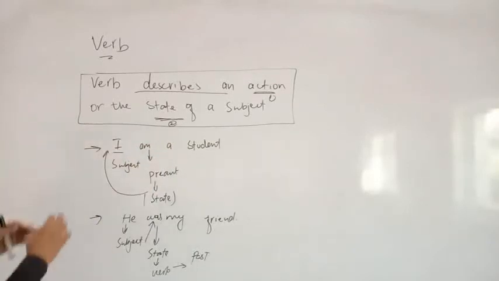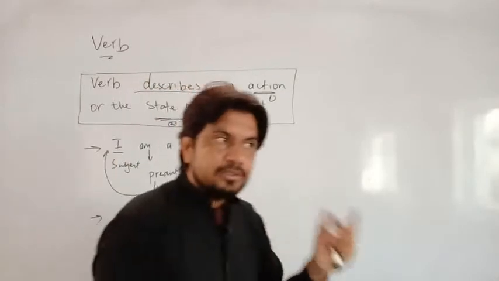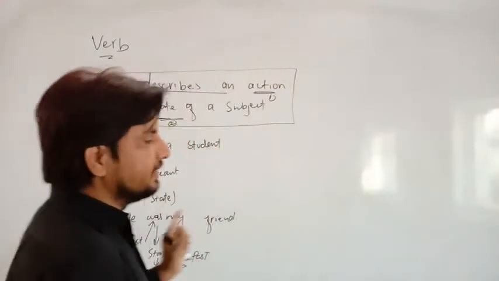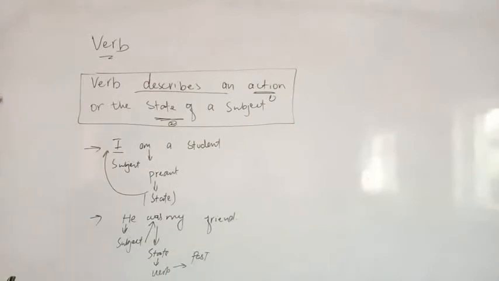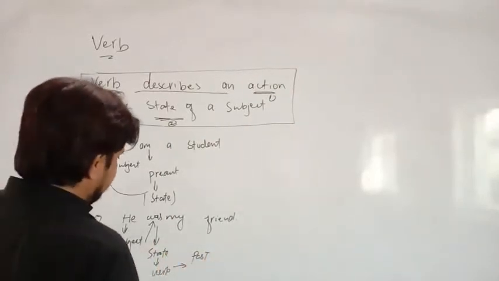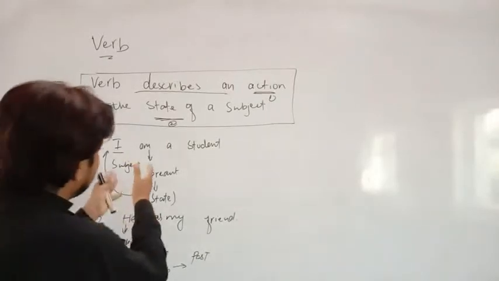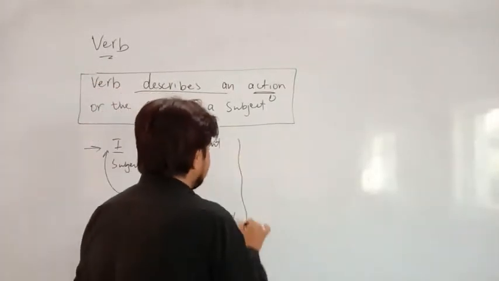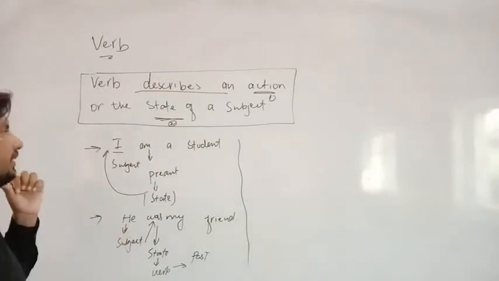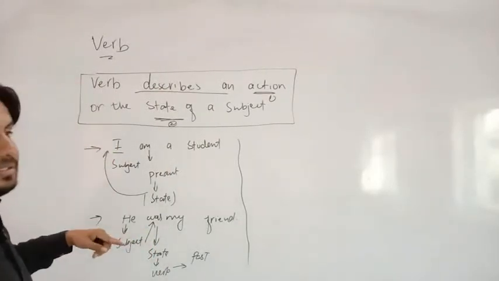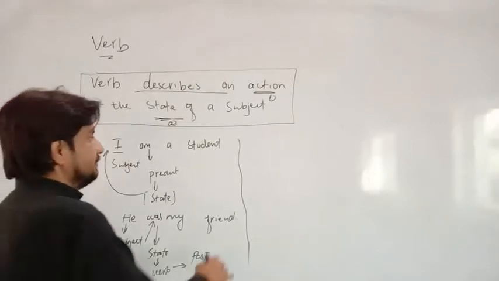Here we were talking about the subject in present, and when we talk about the subject in present, it means that the state is related to present, and when we are talking about the subject in past, it means that the subject is related to past. So here in these two sentences, the verb is describing the state of a subject.